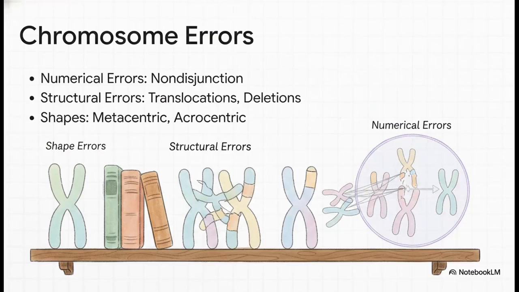But what happens if that library gets disorganized? Well, we can see a few different types of errors. We classify chromosome shapes based on where their center, the centromere, sits, like metacentric, submetacentric, or acrocentric. Sometimes we get structural errors, changing those shapes entirely through things like translocations, where pieces swap places, or deletions and inversions. And then we have numerical errors. These are often caused by a process called non-disjunction. That simply means that during cell division, the chromosomes just fail to separate properly. So you end up with one cell holding too many volumes of the instruction manual and another with too few.